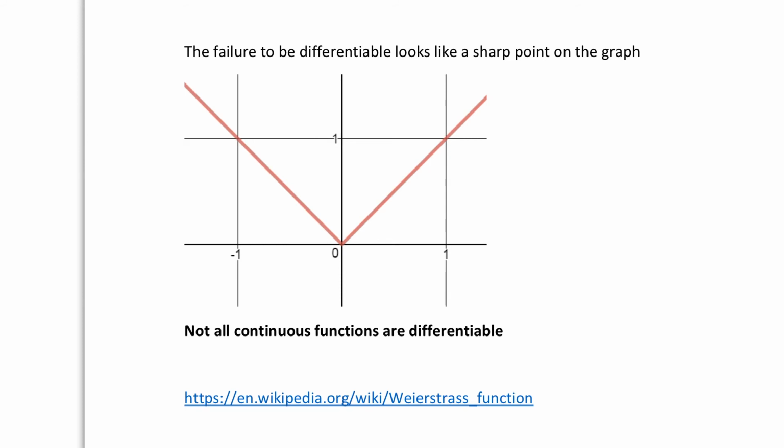Do you think the tangent line would look like this? Do you think it would look like this? Do you think it would look like this? There's all sorts of different tangent lines you could draw. And because of that, there's no single tangent line. There's no well-defined line you could draw off of that point. That sharp point makes it impossible to draw a tangent line. And so the failure to be differentiable looks like a sharp point on the graph. Anytime you see a sharp point, it means the function is not differentiable.